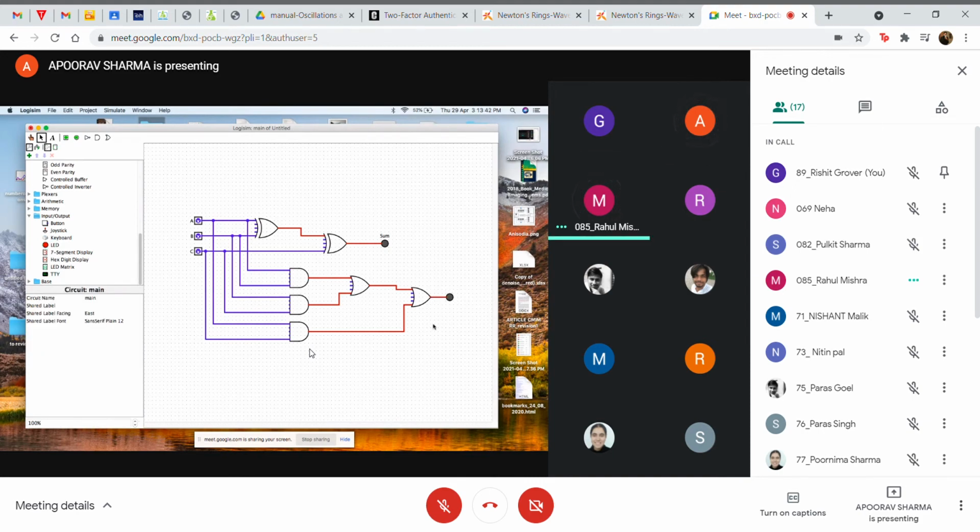Okay. So is this circuit understandable to all?